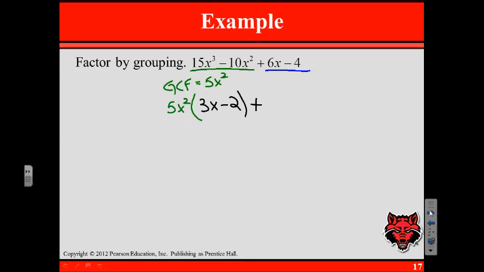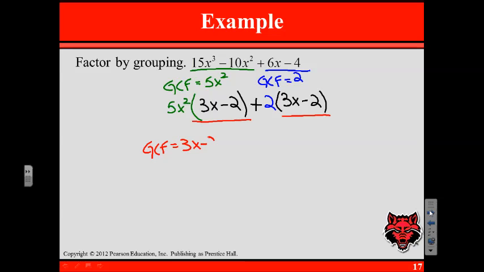Now we look at the 6x minus 4, and we would do some work, find the prime factorization if you need to, to get the GCF equals 2. So we write the 2 on the outside of parentheses. We divide each original term by that 2. 6x divided by 2 is 3x, minus 4 divided by 2 is 2. We've now factored out the second greatest common factor. So our third greatest common factor is 3x minus 2.